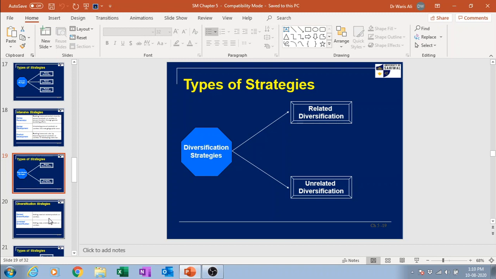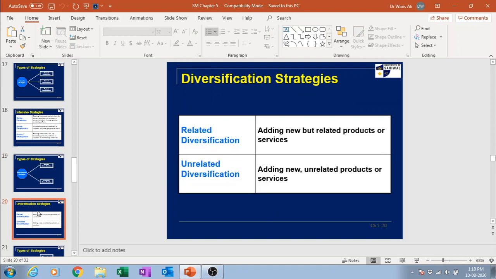We have certain diversification strategies. Diversification can either be related diversification or unrelated diversification. Related diversification is adding new but related products or services. Unrelated diversification is adding new but unrelated products and services. For example, we are University of Saival.